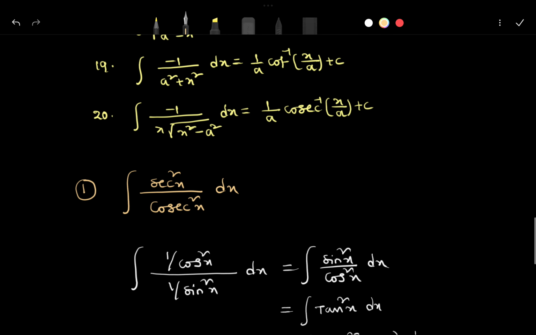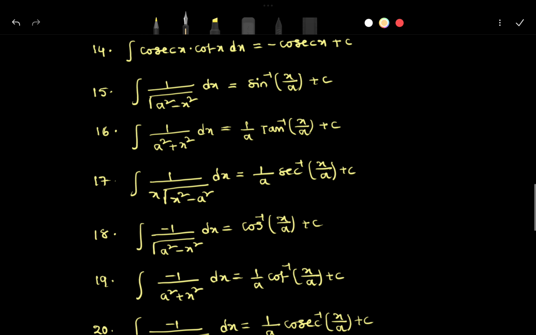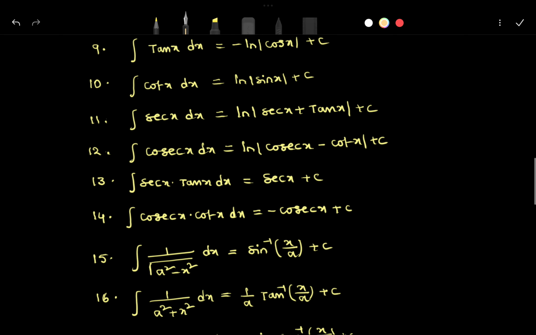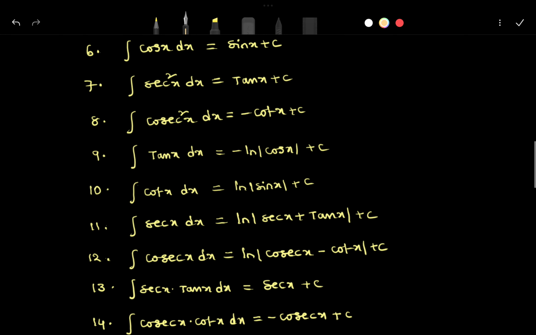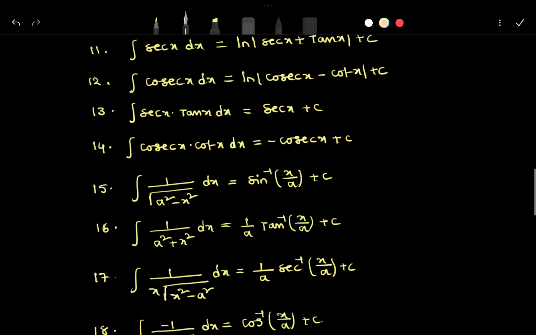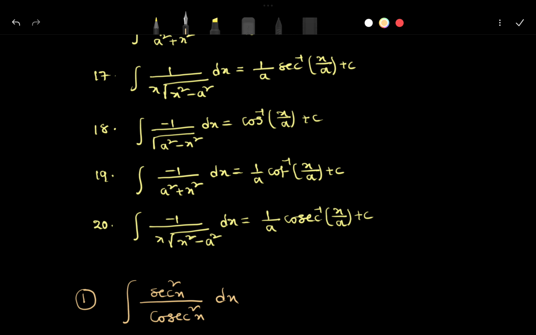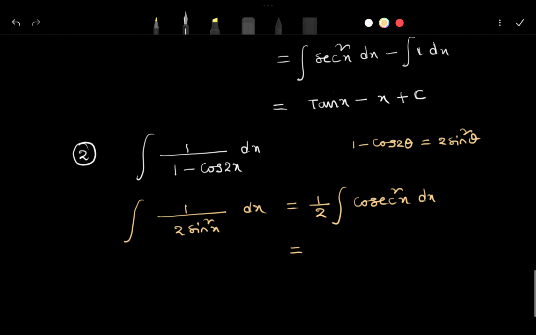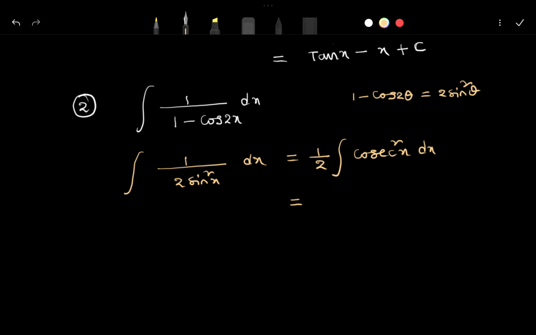You see, above I have given a list of some standard functions. The integration of cosecant square x is minus cot x. So now you substitute: this value will be equal to 1 by 2 into minus cot x. After the integration you have to write plus c.